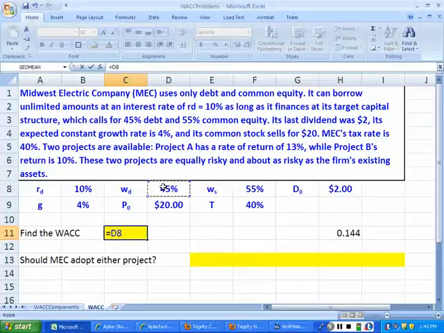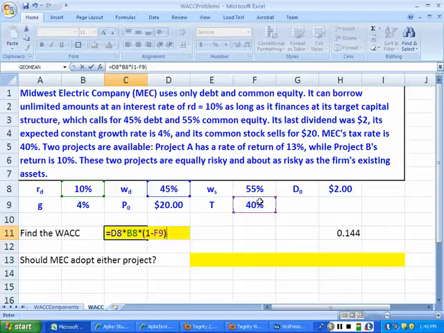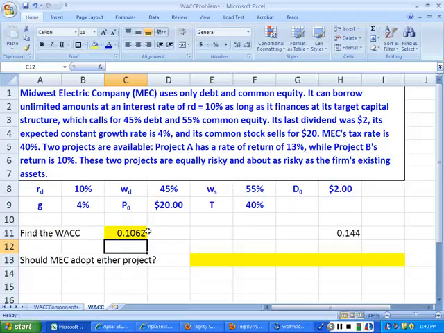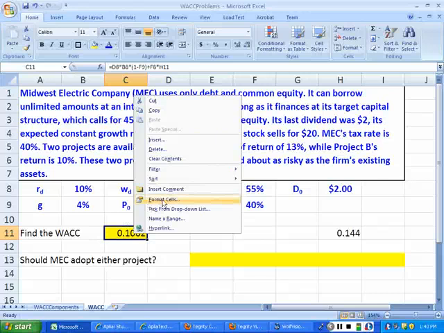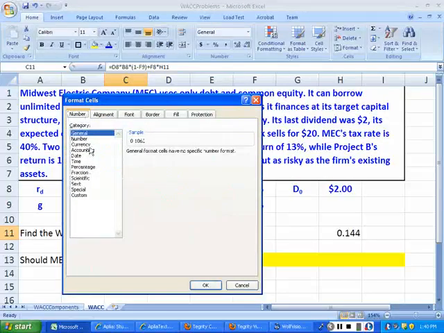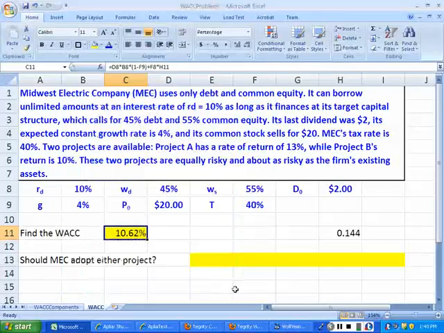So we go through there. There's our weight on debt of 45% multiplied by the cost of debt of 10% times, again, 1 minus the tax rate. And so there's our 40% tax rate. To that, we want to add our weight on equity of 55% multiplied by the cost of equity that we just discovered. And that gives us 10.62% for our weighted average cost of capital. If you prefer that in percentage terms, we can certainly change it to represent that. So there's our 10.62%.